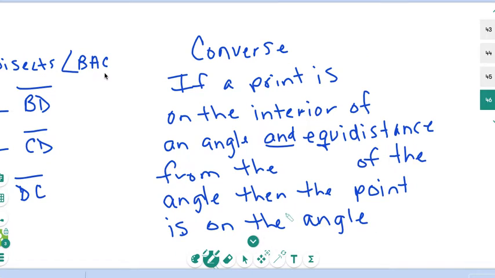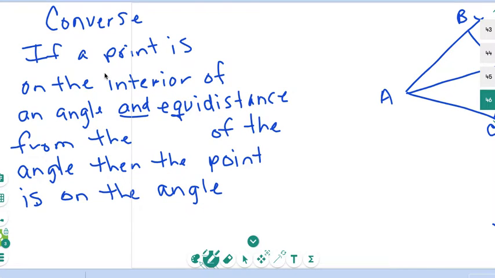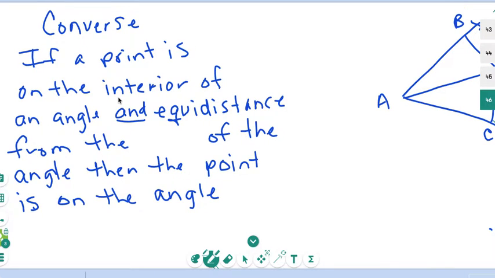Converse. If a point is on the interior of an angle and it's equal distance from the sides of the angle, then the point is on the angle bisector.